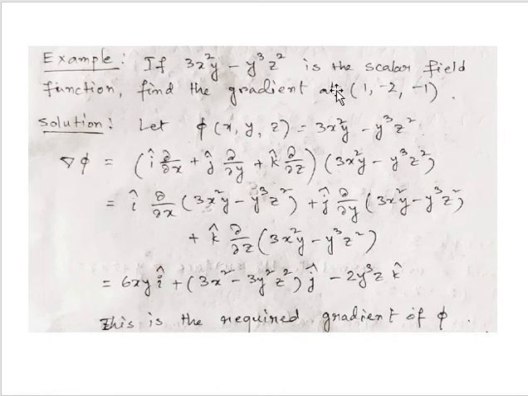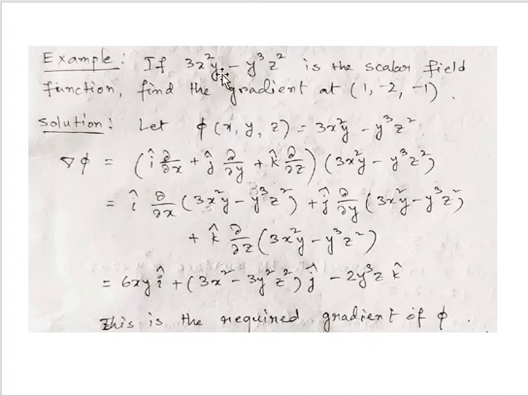Now we will start with an example. 3x²y minus y³z² is a scalar field that is given. We need to find the gradient of this field. If a simple function is given without any i, j, k component, it generally represents a scalar field or a level surface. To find the gradient, we need to operate the grad operator on this function.